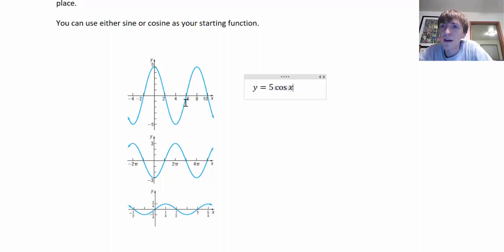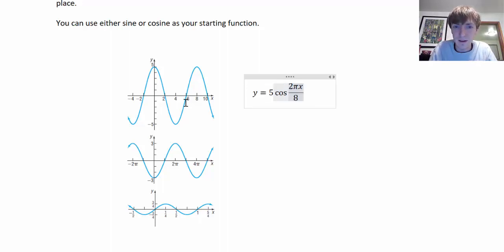Okay, and here's how I do that in my mind. The wavelength of cosine right now is 2 pi. So first I will make it equal to 1 by multiplying x by 2 pi. And now I need to go from 1 to 8. So, remembering that it's opposite, I should divide this by 8. Let's see if that does it.